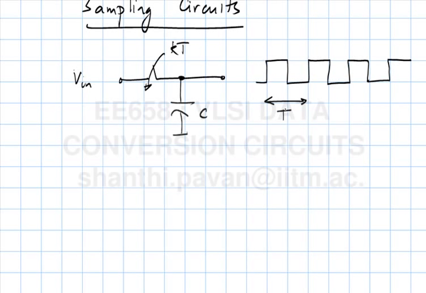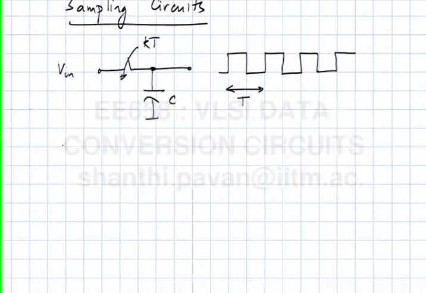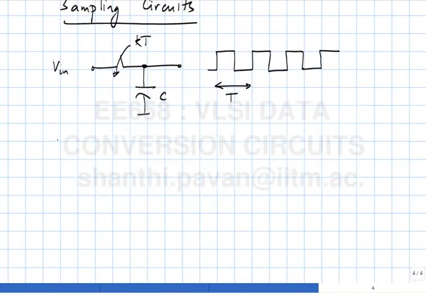So whenever this waveform is high, the switch is closed. Whenever the waveform is low, the switch is open. So when the switch is closed, what do you think will happen? The voltage across the capacitor is simply Vin, and the moment you open the switch, the charge stored on the capacitor, which was C times Vin, has nowhere to go. I mean the input voltage is held on the capacitor until the switch closes again.